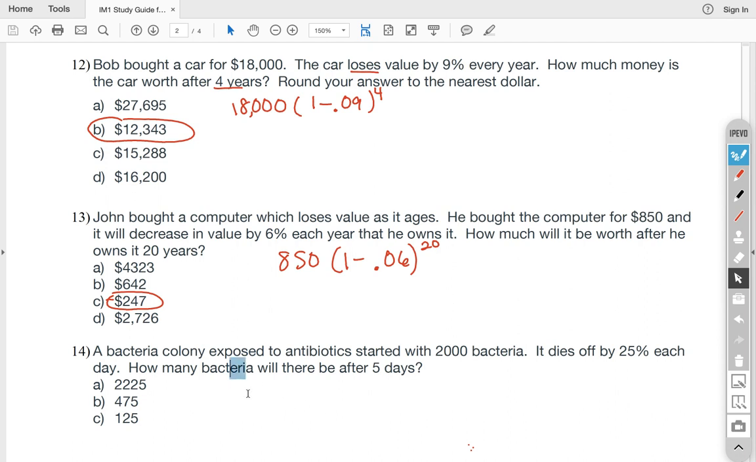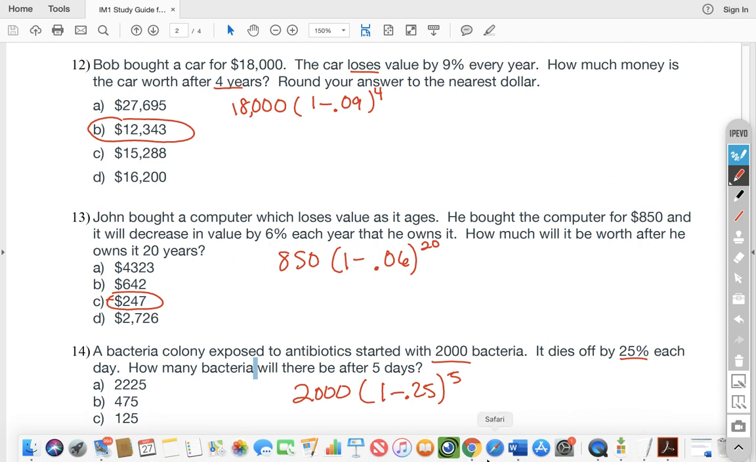Bacteria, it started with 2,000. It dies off, which means decreases by 25% each day. How much bacteria after 5 days? 2,000, 1 minus 0.25, raised to the 5 days. All right, let's put that in the calculator.